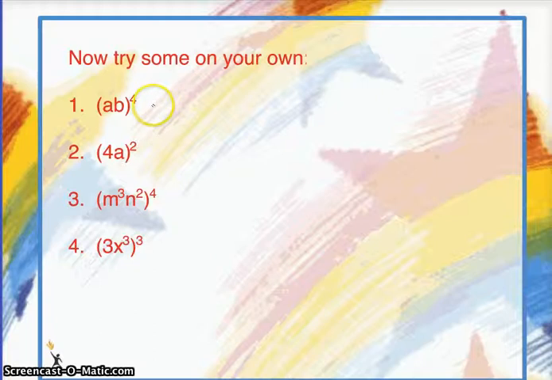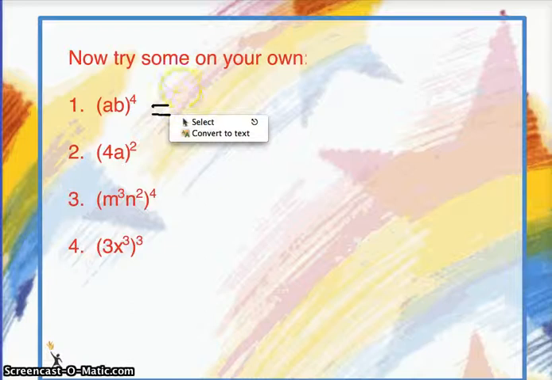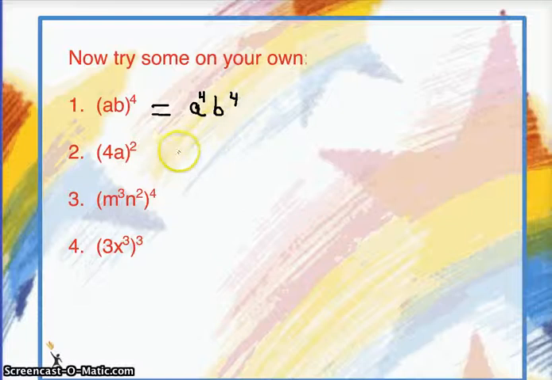All right, so welcome back. Let's look at this first example. In this example, what we have is ab to the 4th power. And so let's see what's going on here. What we have then is a to the 4th power, and we have b then to the 4th power. Okay, remember that everything in the parentheses is raised to that power.